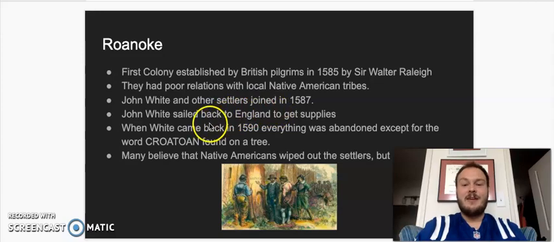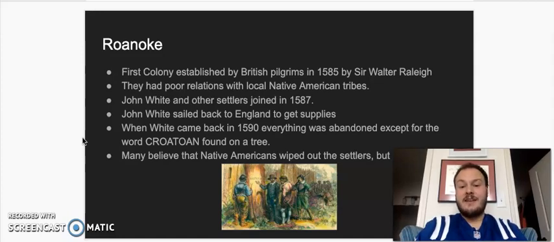He went back to England to get supplies because think of it, back then, they didn't really have all the technologies that we have now. They didn't have heat, they didn't have refrigerators, they didn't have AC. So winters especially were really, really harsh on the people who were there.